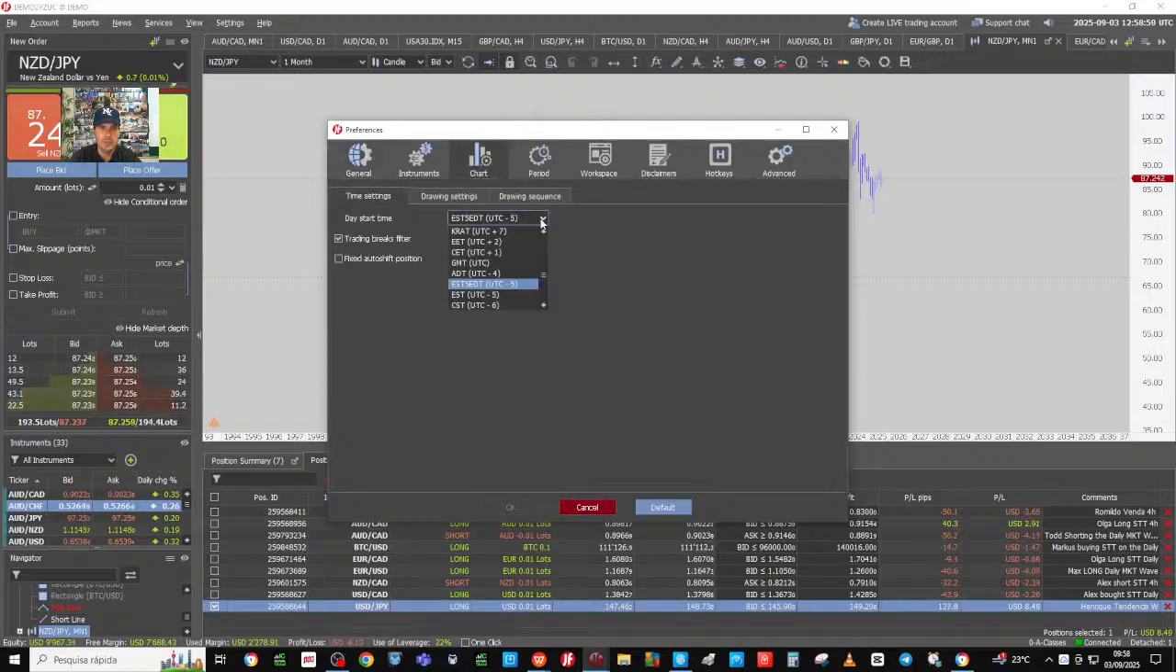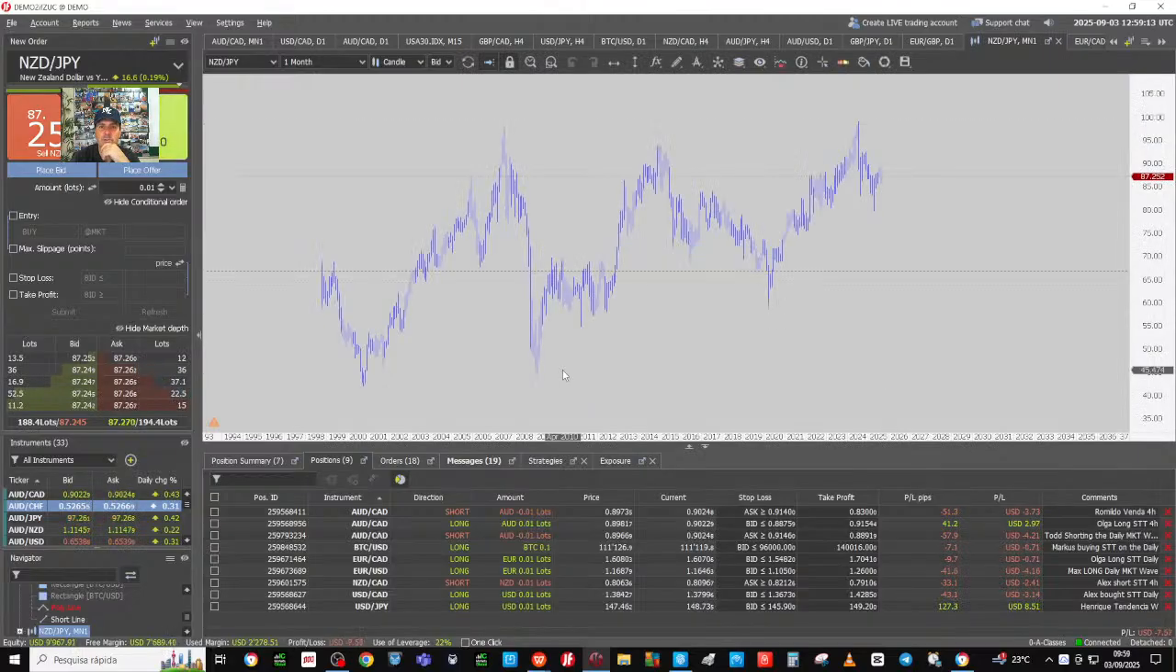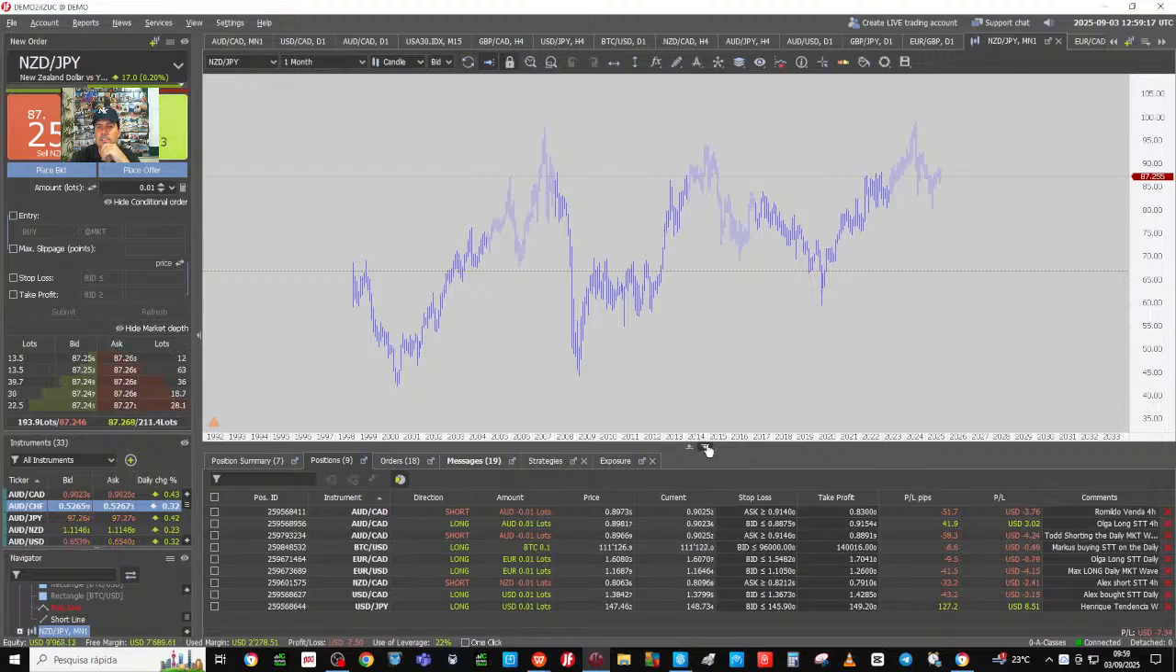Chart. Give me a second, everybody. Chart. GMT maybe. Let's see if it's going to change anything. I'm going to do what you're telling me to do, everybody. What do you see, everybody? Olga, what do you see on USD-JPY?